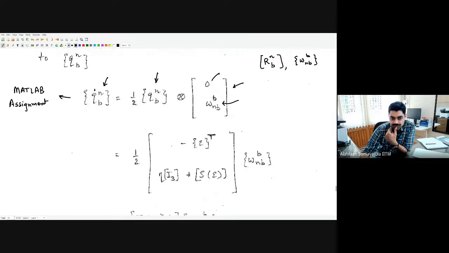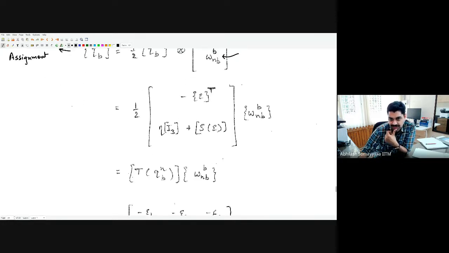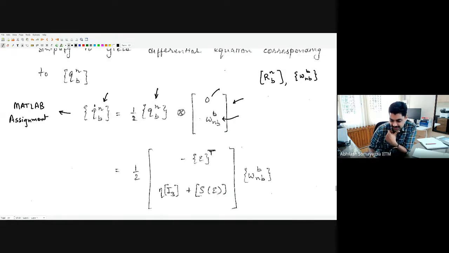Now, this quaternion derivative, which we are showing to be the product of the quaternion itself times the angular velocity, can also be expressed in a matrix format, where we have 1/2 times minus epsilon transpose, eta I plus S of epsilon. Let's see how this came through. What I want is to express this as some matrix times the angular velocity of the body.